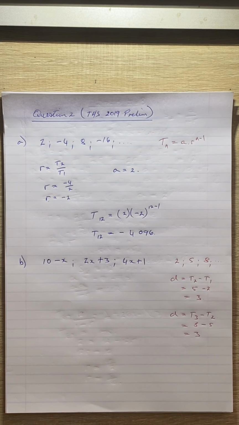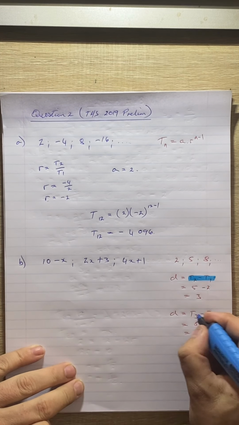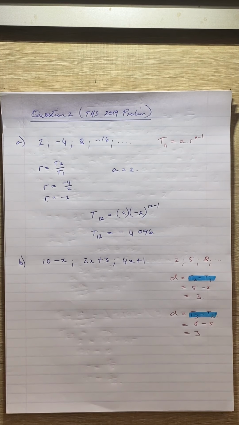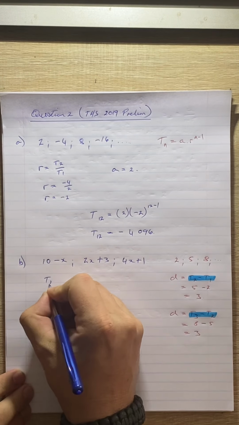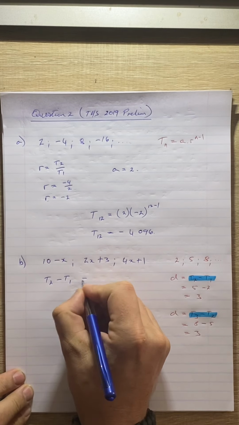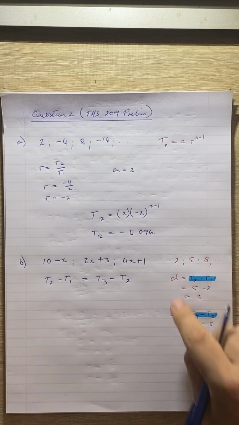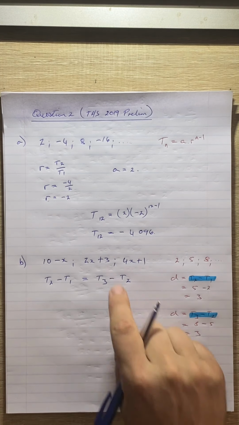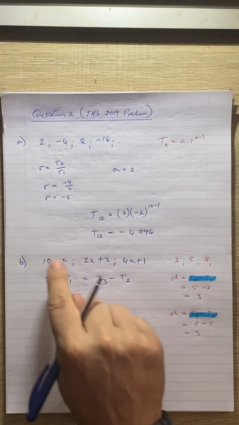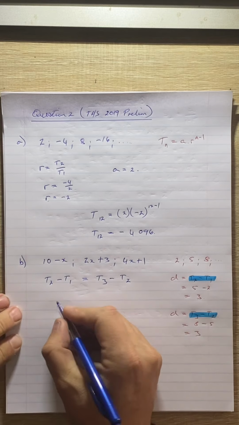I'm going to use the fact that T2 minus T1 is exactly the same as T3 minus T2. It'll give us the same answer. So over here, I can say that T2 minus T1 must be equal to T3 minus T2 because they're both equal to the common difference, as you can see from this example. So I'm just going to substitute these terms in, and then I'll get an equation in terms of x, and then we can solve.